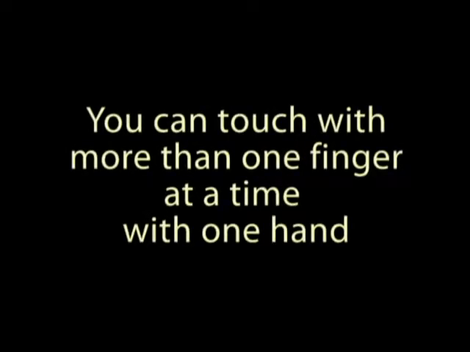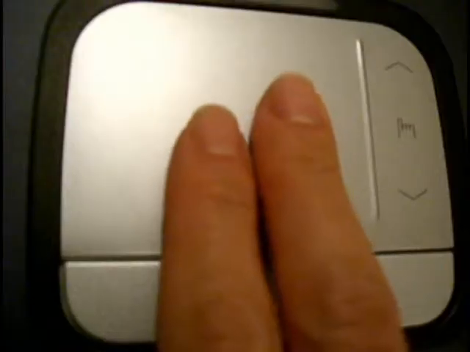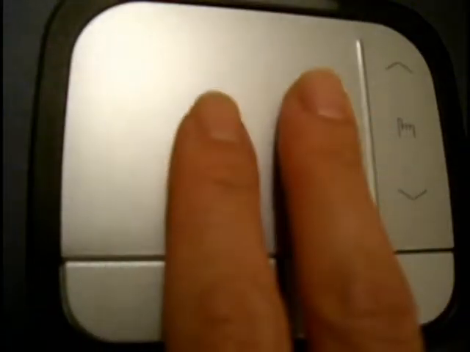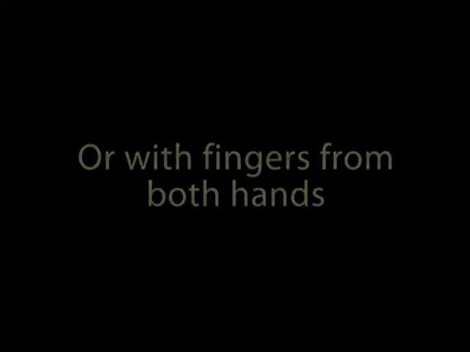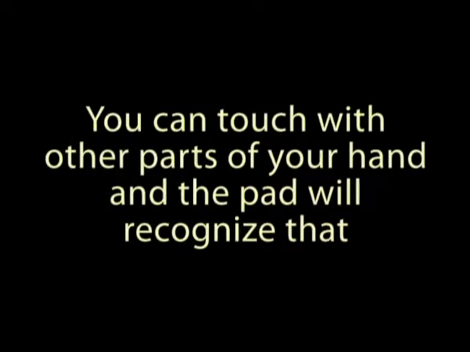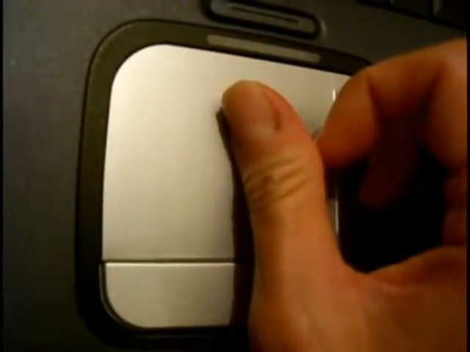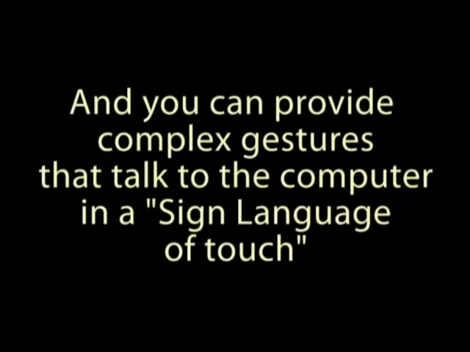You can also touch with more than one finger. Here's a 2-finger posture, for example, and you can tap and spread the fingers around. You can also use fingers from 2 hands if that's convenient to do different things. And you can touch with other parts of your hand. The pad will recognize that and assign other interpretations. You can also make complex gestures in sign language to control your computer to do very sophisticated things with grammars and syntaxes.